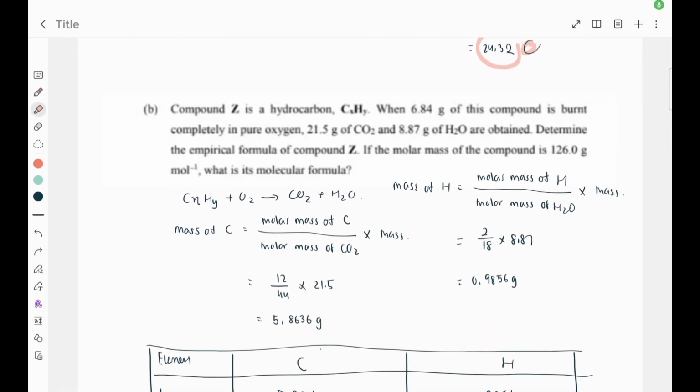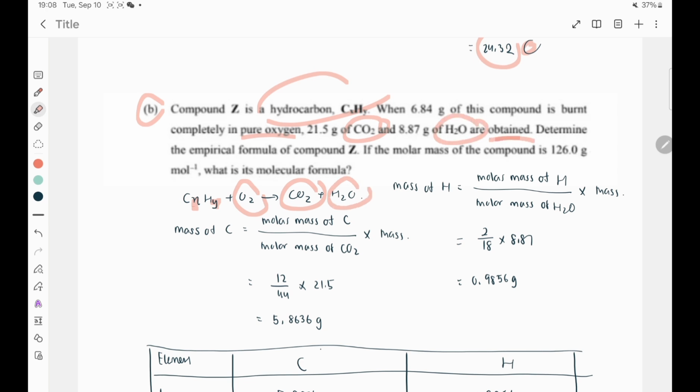Now we need to calculate question B. We are given a hydrocarbon, CxHy, and it burns completely in pure oxygen, which is O2, because oxygen gas should be written as O2, and it will produce CO2 and also H2O. So it produces these two things. And how can we know the composition?